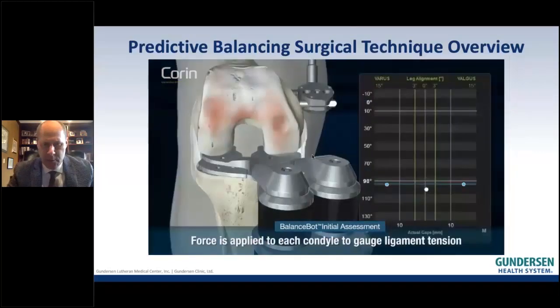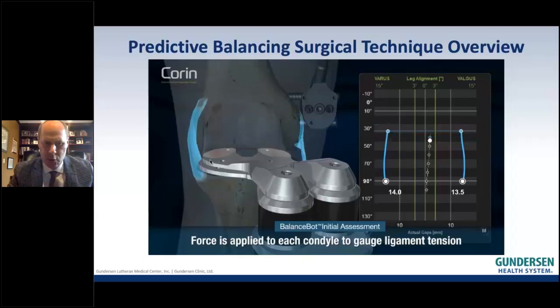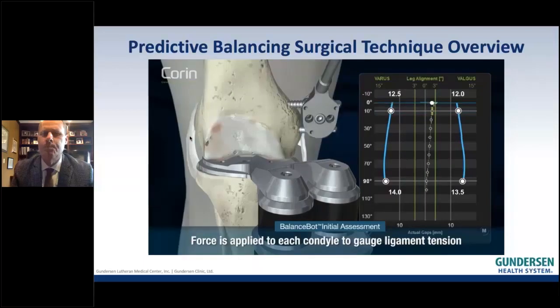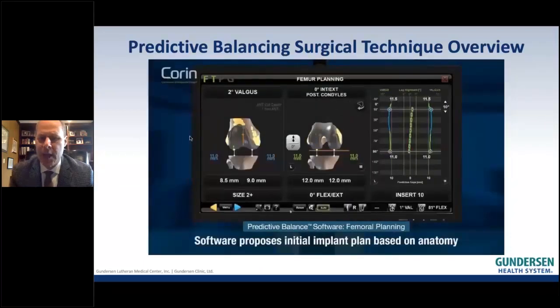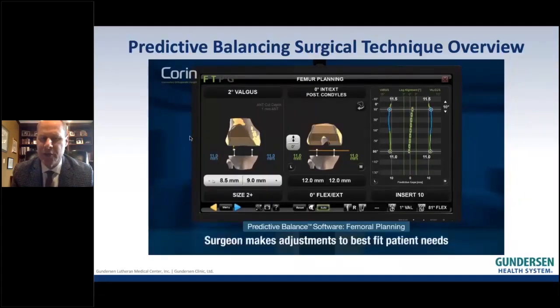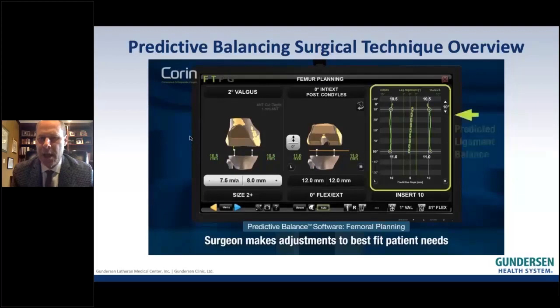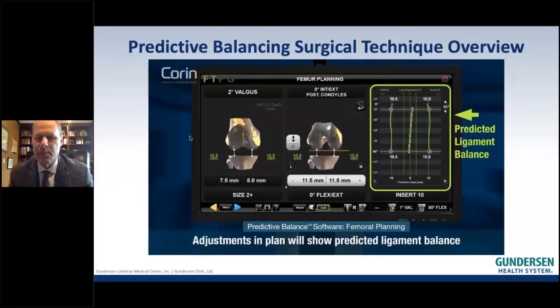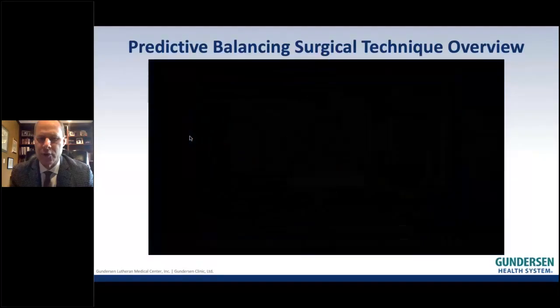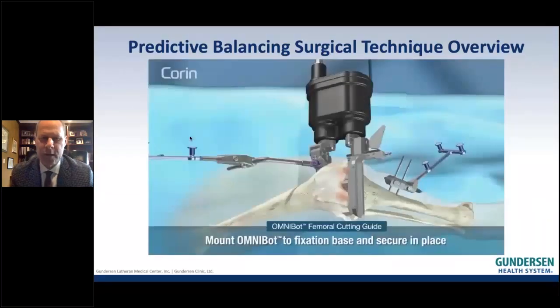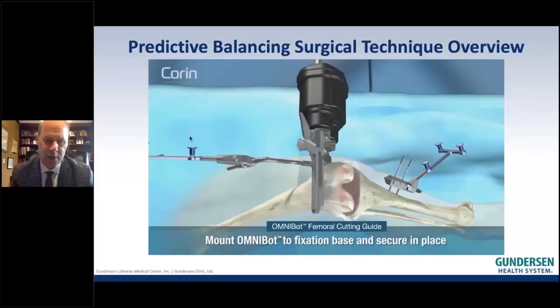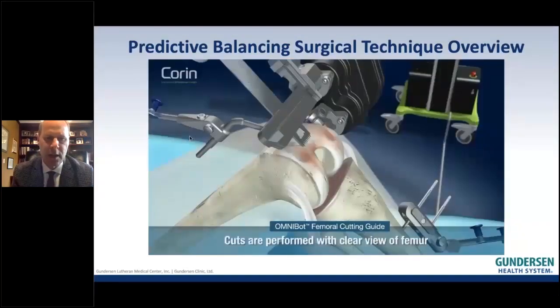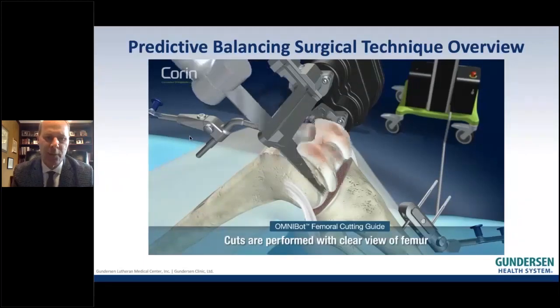And for some reason, I'm not able to pause this here, so you'll have to bear with me. This gives us the gap data, and now this is giving us our plan. So on the bottom is flexion, on the top is extension, and it's moving the knee into a certain position so that we can balance the knee throughout the whole range of motion. After we do that, that plan gets sent to the OMNIBot. So this is the cutting guide, and that's going to move the guide into position. We're going to make all of our femoral cuts now.